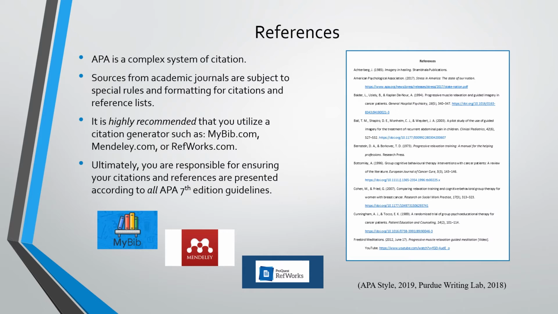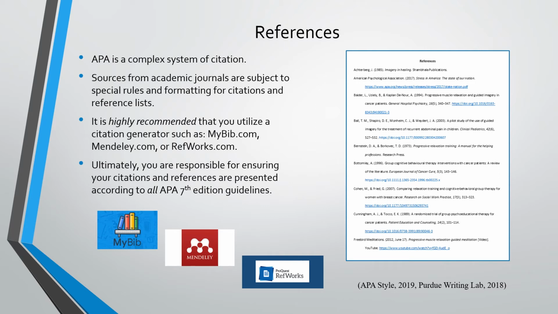I would like to emphasize that APA is a complex system of citation guidelines. This presentation will barely scratch the surface, and ultimately, you are responsible for ensuring that all citations and references are presented according to APA 7th edition guidelines. That is why I recommend utilizing a citation generator. Three of these are shown on the slide: MyBib, Mendeley, and RefWorks.